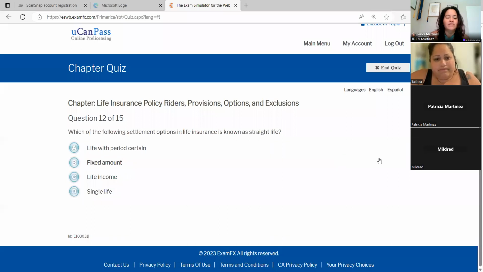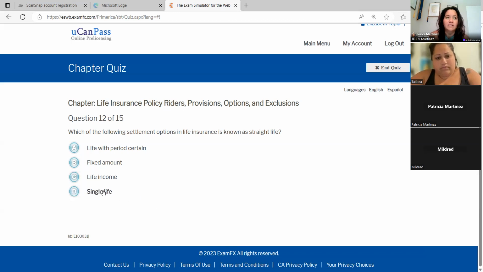Question 12. Which of the following settlement options in life insurance is known as straight life? A, life with period certain. B, fixed amount. C, life income. D, single life. Single life. Ellie says single life.